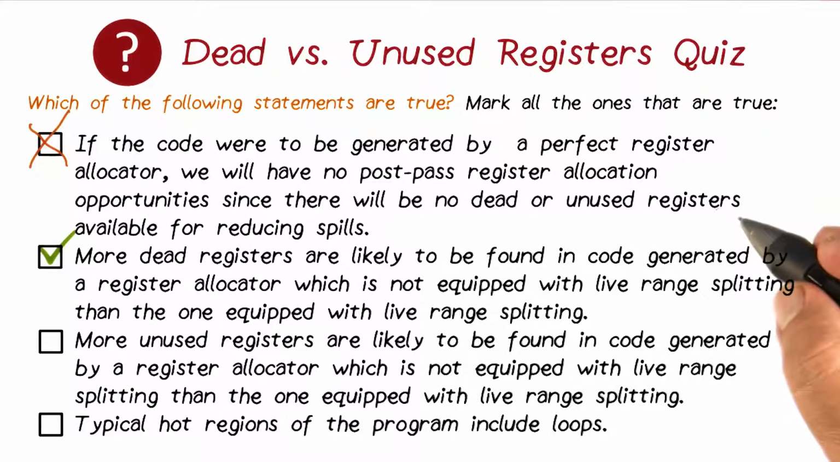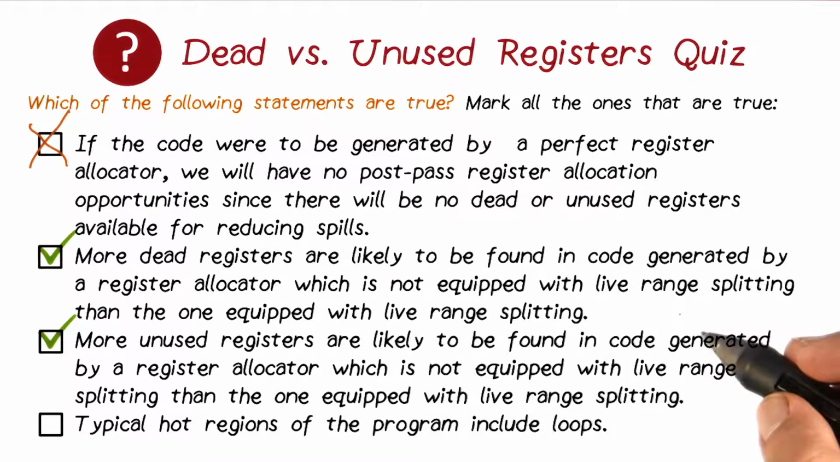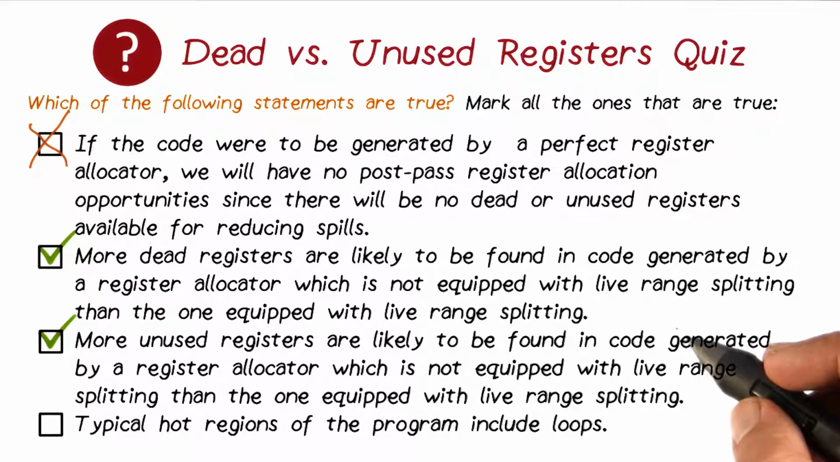Second statement: more dead registers are likely to be found in code generated by a register allocator which is not equipped with live range splitting than the one equipped with live range splitting. This statement is true because live range splitting tries to take care of sub-ranges rather than trying to decide on a complete range, and therefore it utilizes the registers better. Third statement: more unused registers are likely to be found in code generated by a register allocator which is not equipped with live range splitting than the one used with live range splitting.